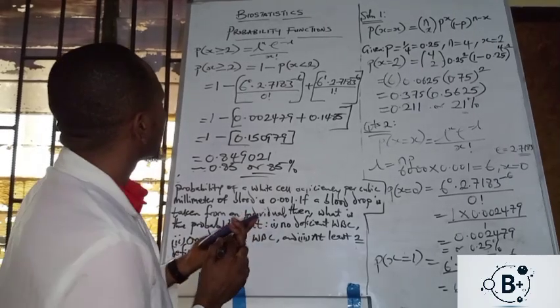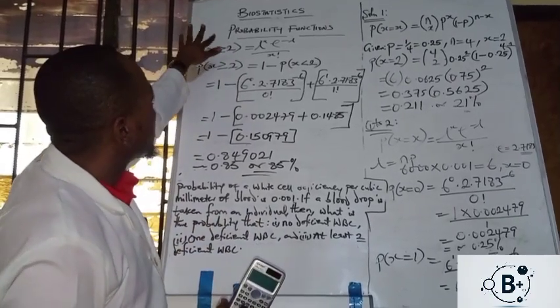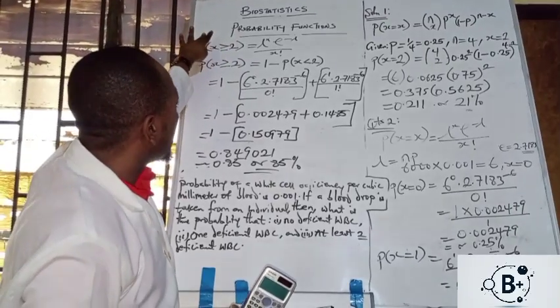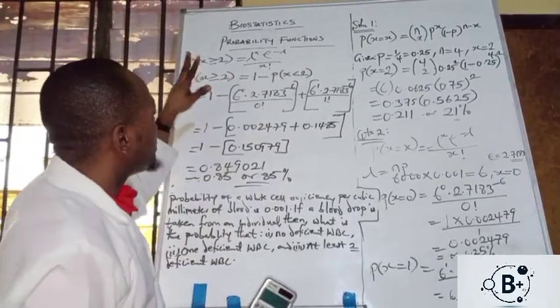So this is how to solve the probability under the binomial distribution and the Poisson distribution.